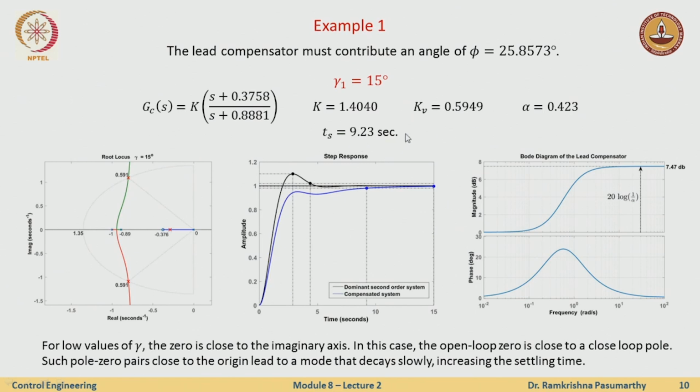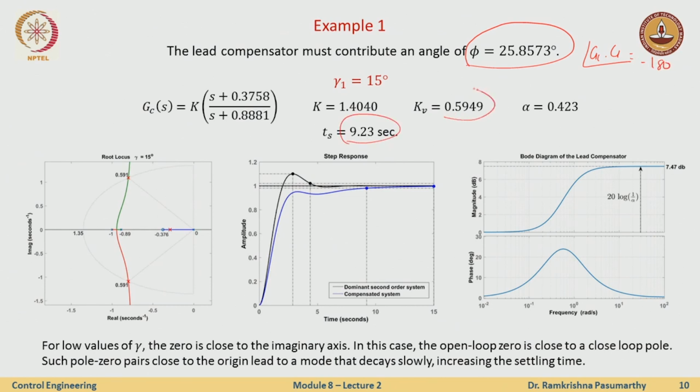Settling time is really poor. What I want is a settling time of less than 5 seconds. Why does this happen? Well, even though my lead compensator is successful in giving me this lead, or this ensures that the angle of GC times G is minus 180, why are these things really bad?